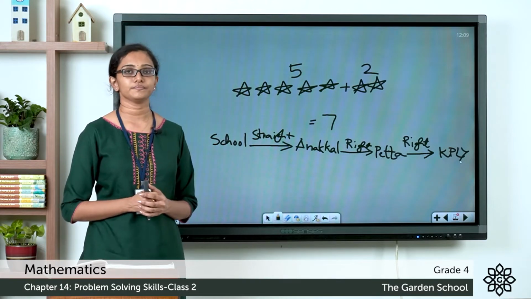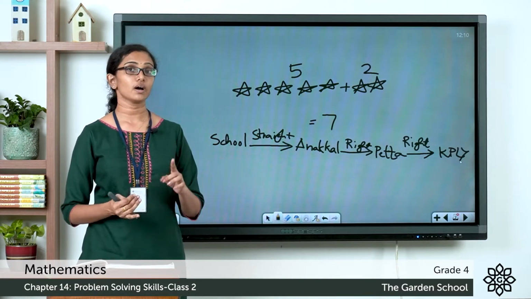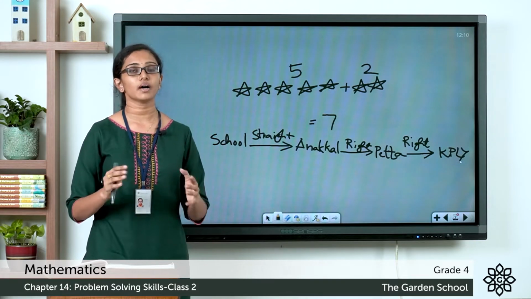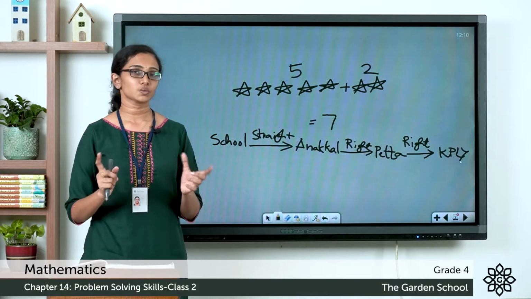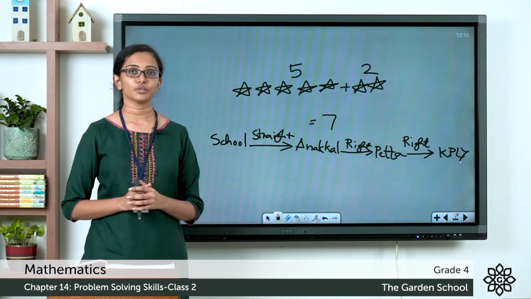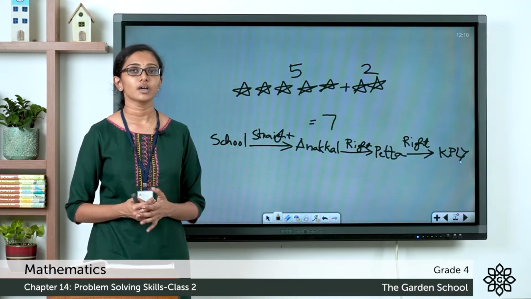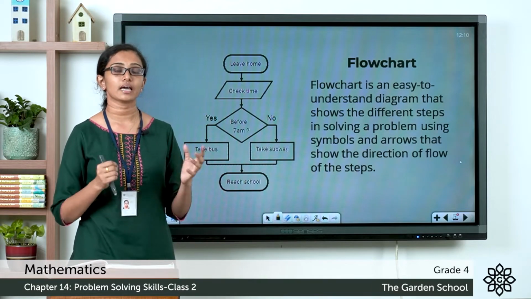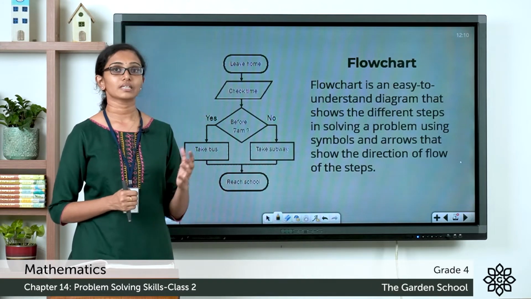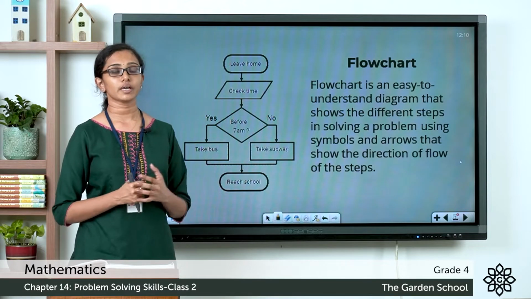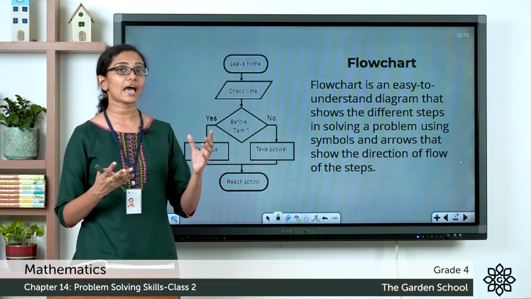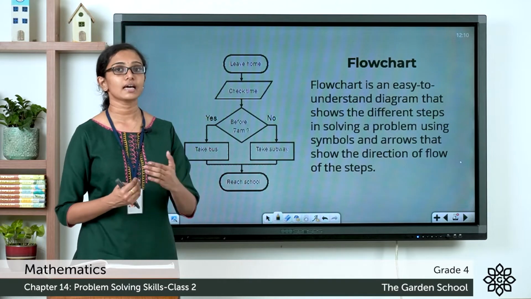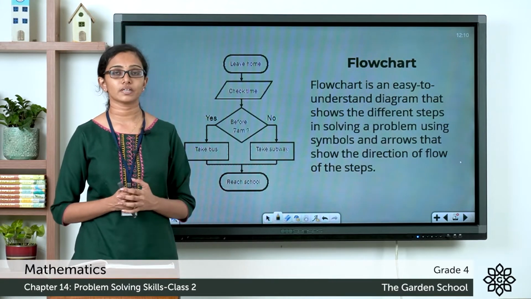So in general, you can draw a picture, a diagram or a flow chart to solve a problem. So this word flow chart might be new to you. So what is a flow chart? You can say a flow chart is an easy to understand diagram which will show you the different steps in solving a problem. And you will also see arrows in a flow chart which will help you to understand the direction of flow of the different steps.